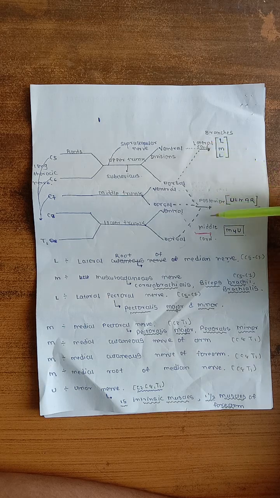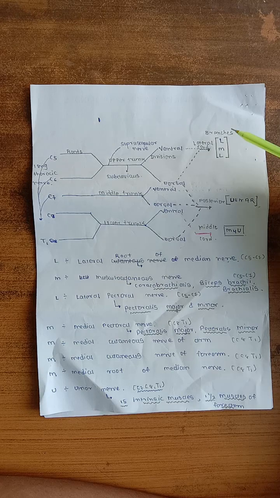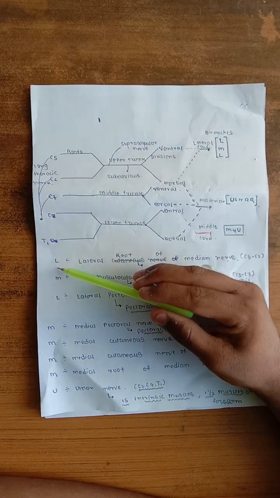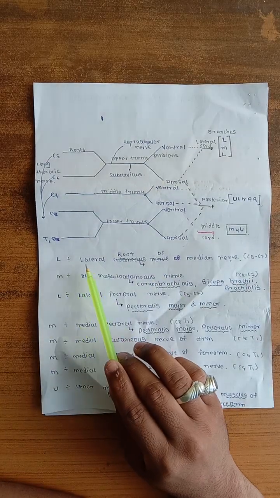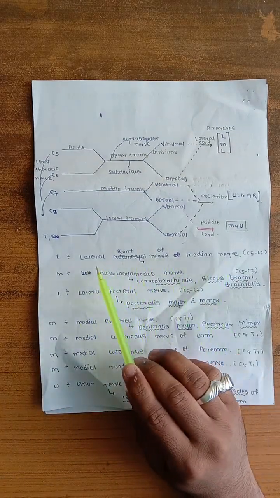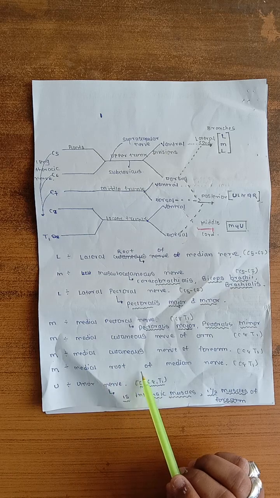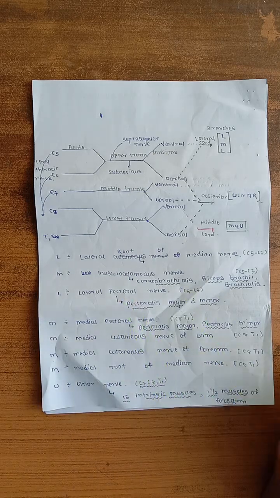This lateral, posterior and medial cord divides into branches, and there is a mnemonic to remember the names of the branches. For the lateral cord, it is LML. L stands for the lateral root of the median nerve, which, combining with the medial root of the median nerve, forms the trunk of the median nerve.